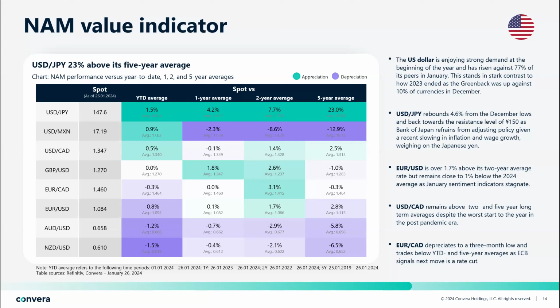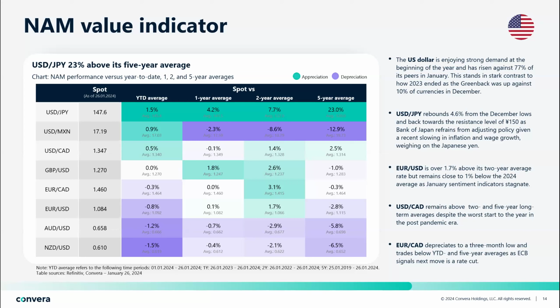In terms of the euro-dollar pair, as I mentioned previously, the pair had the worst start to the year in the past 9 years. And as you can see here, it's trading close to 1% below its year-to-date average and nearly 3% below its longer-term 5-year average. The main reasons for the depreciation have been, one, a relatively weaker growth backdrop as compared to its US counterpart, and secondly, a recently more dovish ECB tilt.